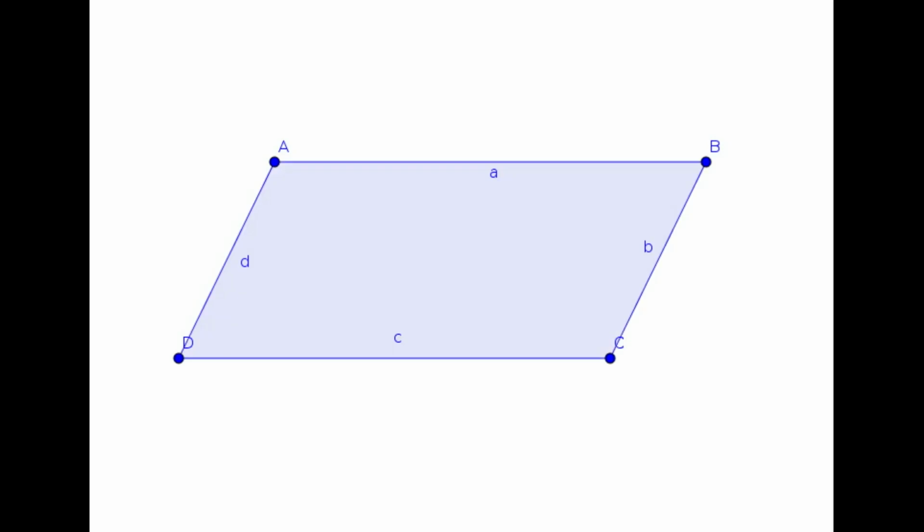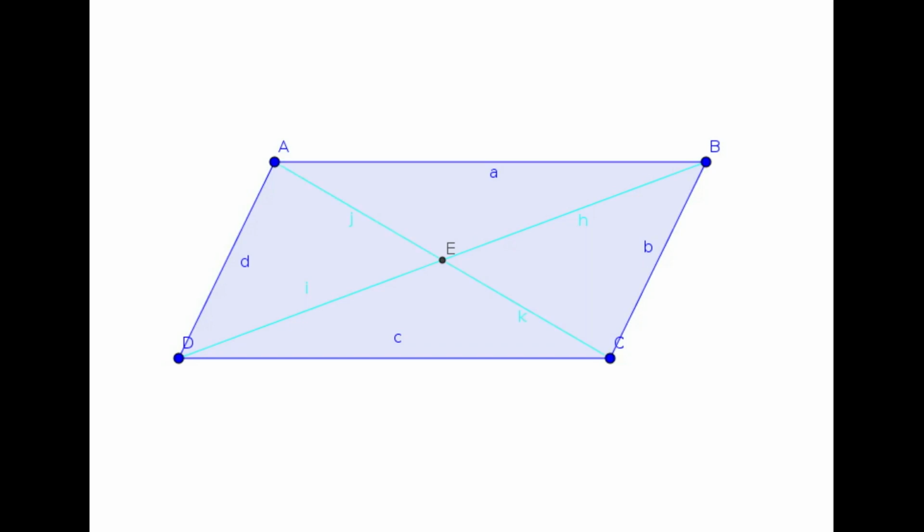Let us know about the parallelogram. Parallelogram is also a quadrilateral in which opposite sides are equal and parallel. The angle between the sides is not equal to 90 degrees. When we draw a diagonal, it divides the parallelogram into one pair of similar triangles.